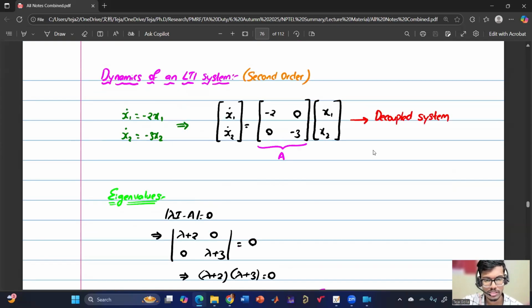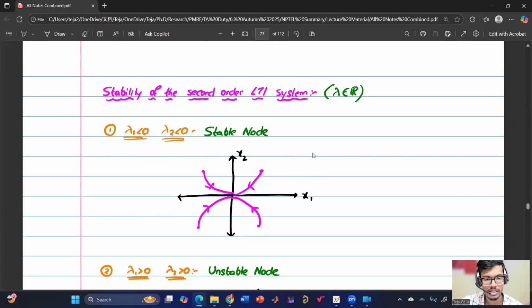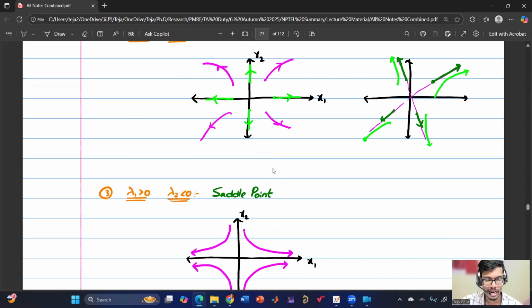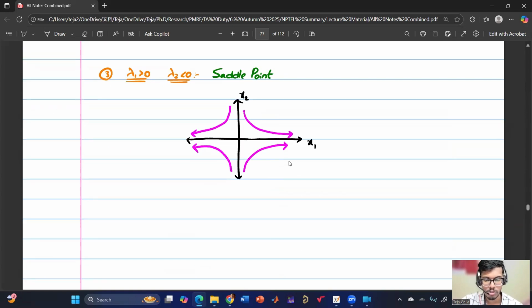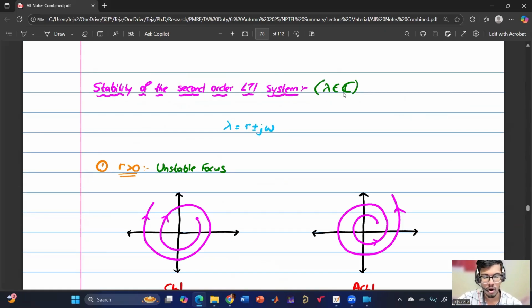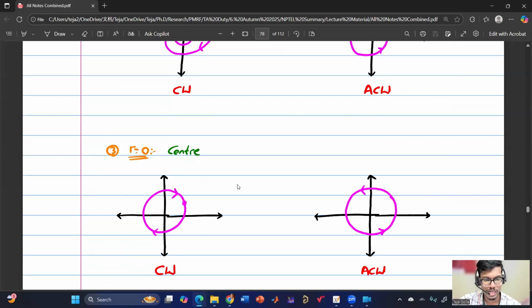First of all, these eigenvalues are real. If they are imaginary, then there is another set of possibilities. So if they are real, which I have mentioned here, there can be stable node, unstable node, and saddle point, and these are the possibilities of real eigenvalues, and these are the trajectories with time. And if they are complex conjugates, there can be unstable focus, stable focus, as well as center.